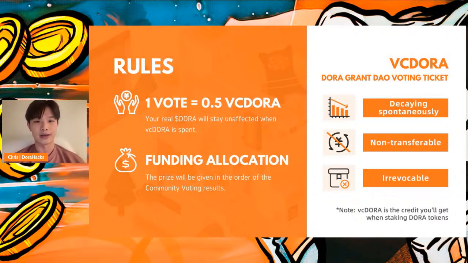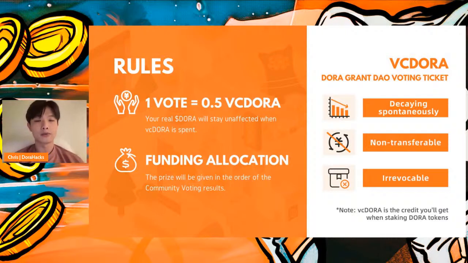Note that you need to have Ethereum and BNB tokens at the same time in one wallet address to make sure that you can stake Dora and vote with VC Dora successfully, because the staking smart contract is deployed on the Ethereum network, and the voting smart contract is deployed on the BNB chain.